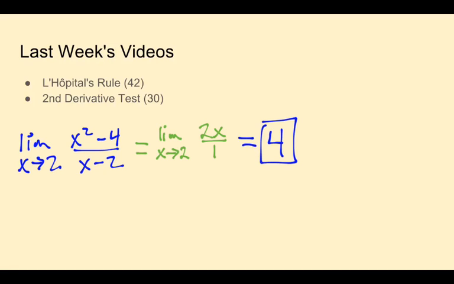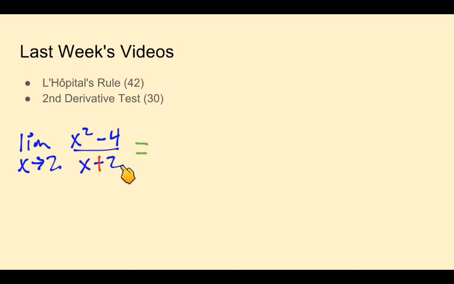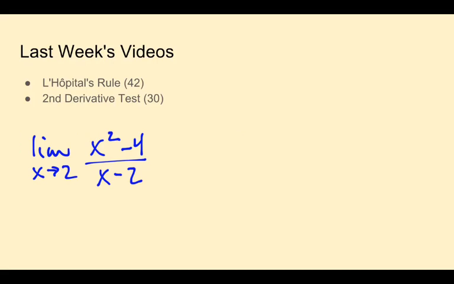If it was something like this, that limit is no longer a L'Hopital's rule problem. Because if we try direct substitution here, we get 0 on top, but we get 4 on the bottom. So we just get 0 over 4, which is 0. All right, so you only use L'Hopital's rule if you need to. So you always want to try substitution first and see if you get something besides 0 over 0 or infinity over infinity before you use L'Hopital's rule.